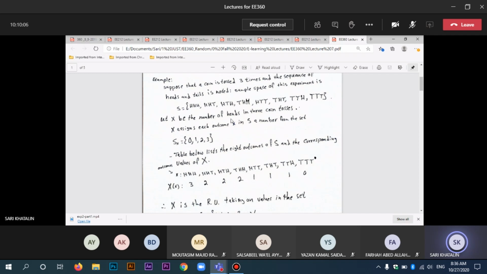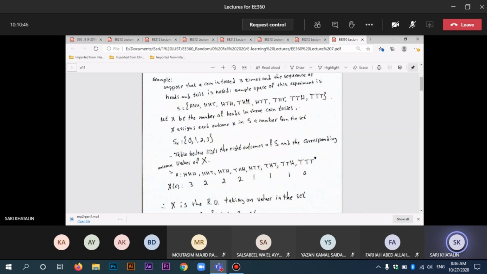Now, say we want to assign a number for heads, when the outcome is a head. The first outcome has 3 heads, so we assign 3 to it. The second one has 2 heads, so we assign 2. The other one is 2, this one is 2, then 1, 1, 1, and 0. Or maybe you want to assign tails instead, so this is 0, 1, 1, 1, 2, 2, 2, and 3. So the opposite.